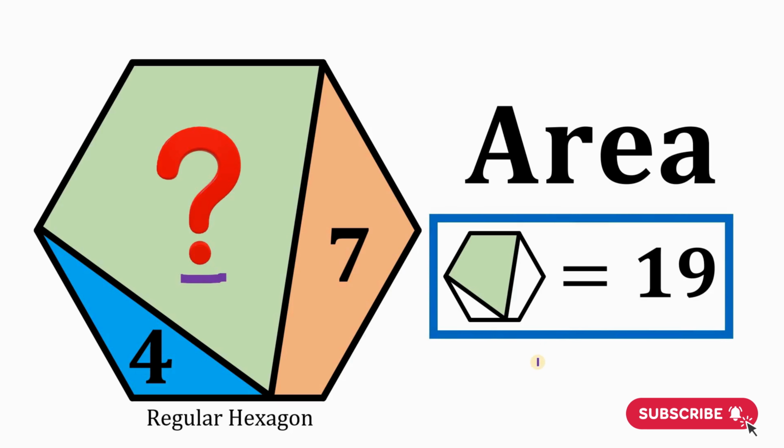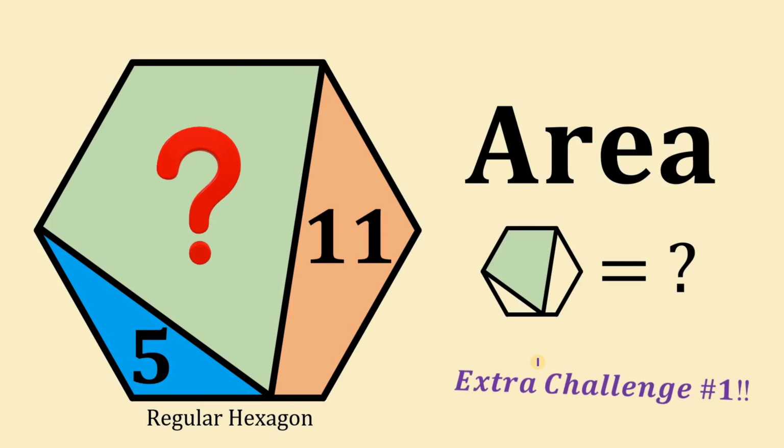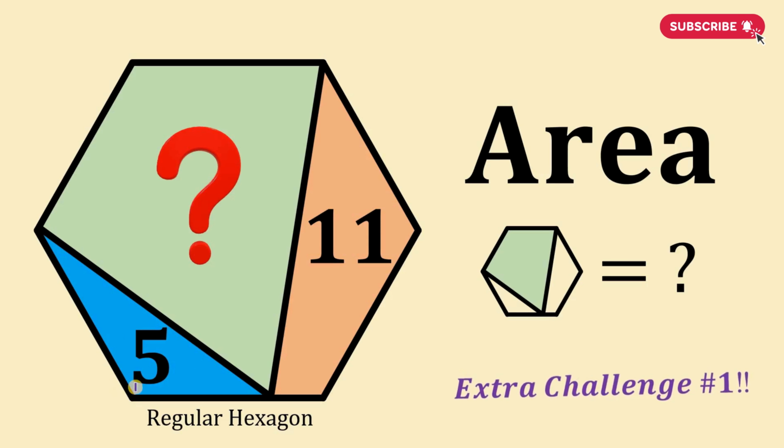Now before we end this video, let's have an extra challenge. Extra challenge number 1. We have a similar setting. The area of this triangle on the bottom part is 5 square units, and this quadrilateral is 11 square units. The question is, what is the area of this green shaded region? Now, this is extra challenge number 1.